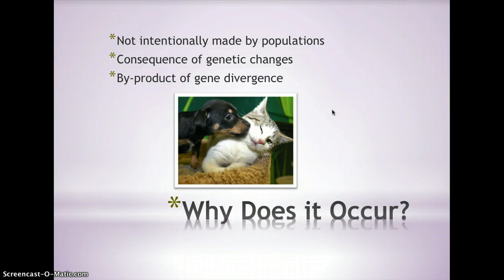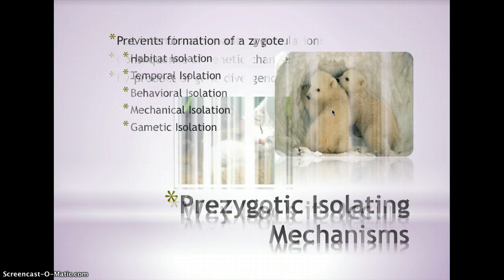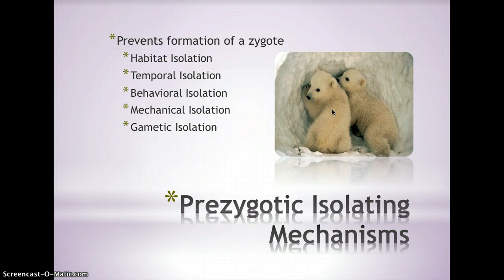Evolutionary biologists call this a byproduct of genetic divergence. What this means is that as time goes on, a species has its own unique characteristics, and some of these characteristics help it prevent breeding with other species. So there are two methods of reproductive isolating mechanism. The first one is prezygotic isolating mechanism, in which you prevent the formation of a zygote. There are 5 ways to do this.